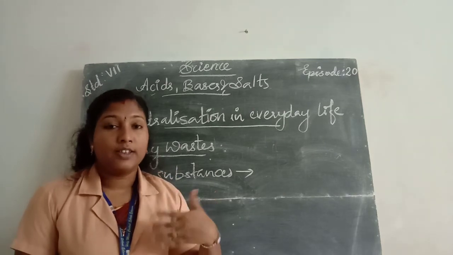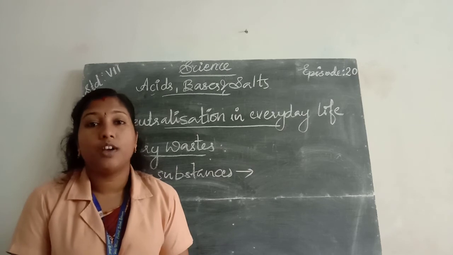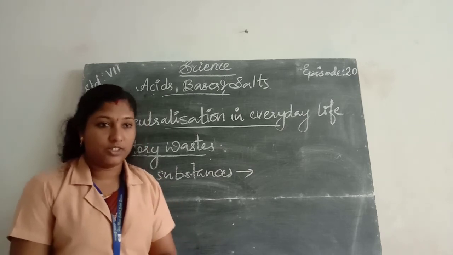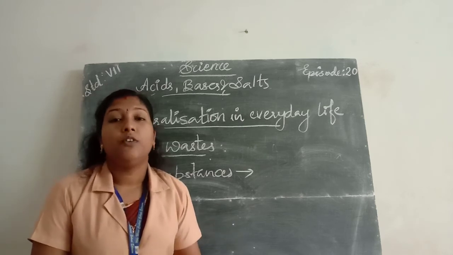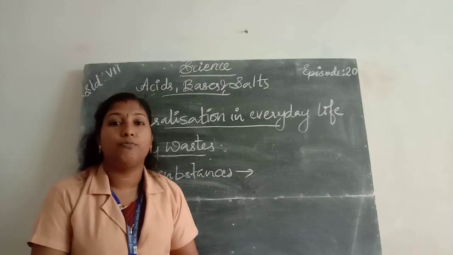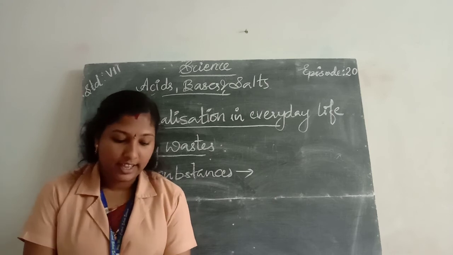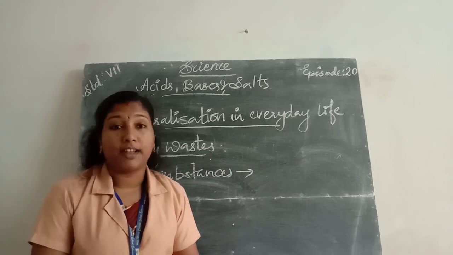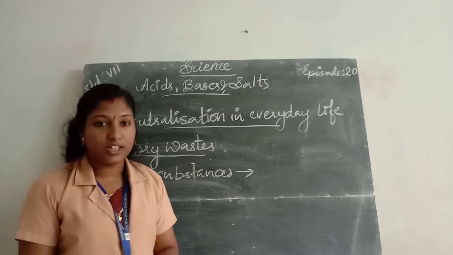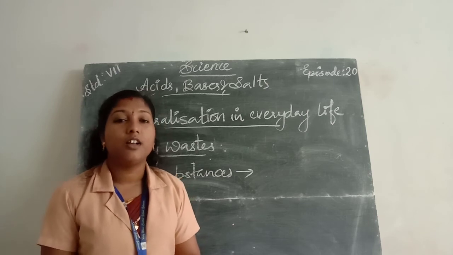If excess hydrochloric acid is produced in our stomach, it is very harmful and painful. It causes indigestion. During this time we take antacids. Antacid means milk of magnesia, which contains magnesium hydroxide. Magnesium hydroxide is a base. This magnesium hydroxide neutralizes the excess acid produced in our stomach.